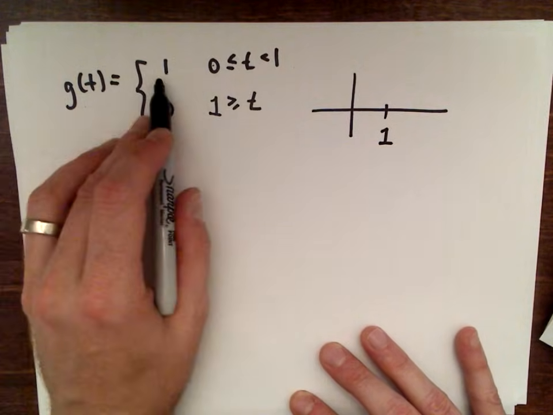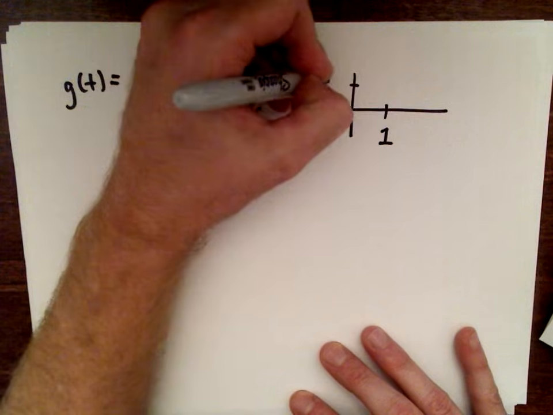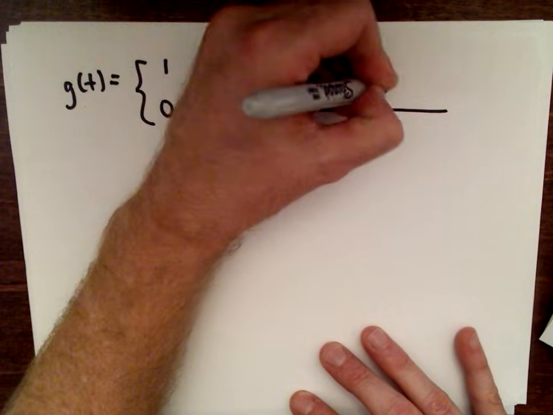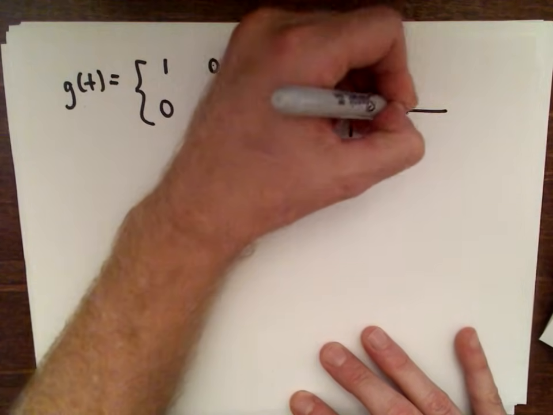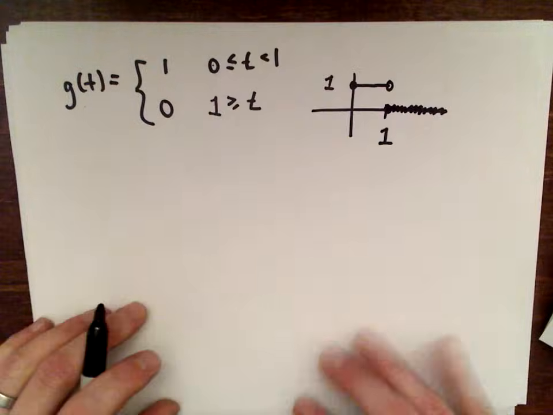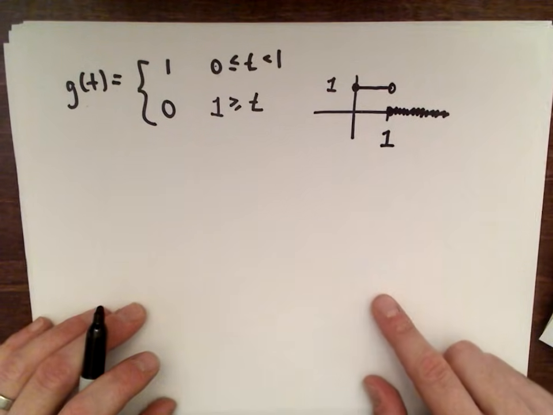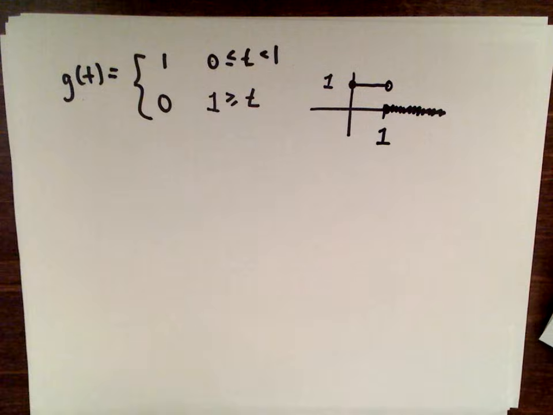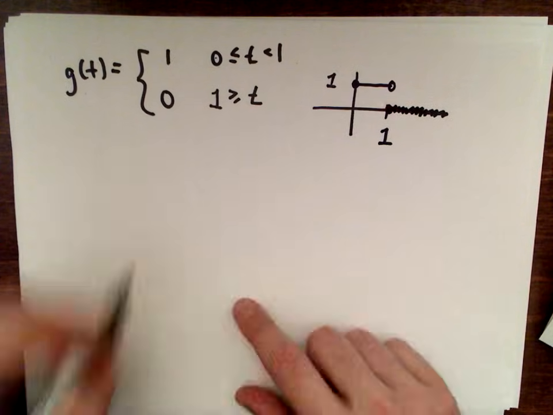So here's our function g of t. It's 1 if it's between 0 and 1, and then it's 0 everywhere else. So the first thing I'm going to do is write that using one of our Heaviside functions. I've got videos on those. You might want to check those out.